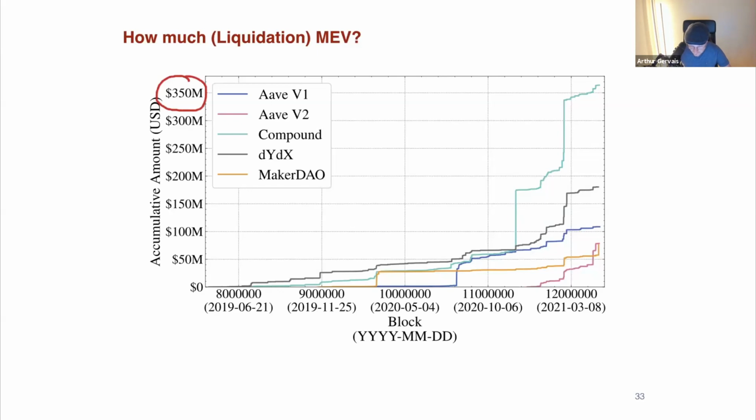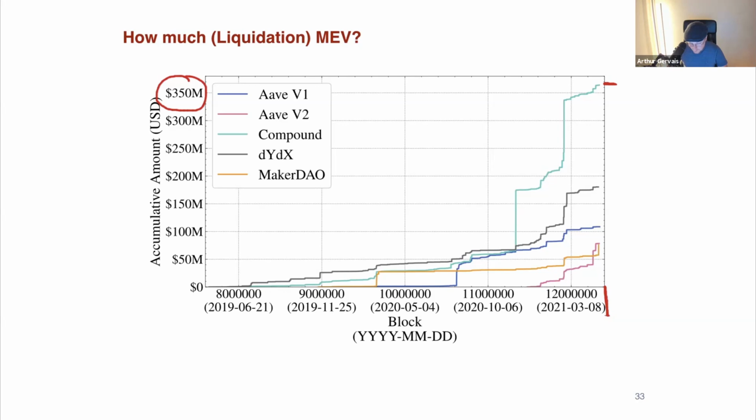This is the accumulative amount. These are the accumulative amounts that we measure, for example, on Compound here. And this is ending, I think, end of April 2021. So we haven't considered those that actually happened this week, which were also substantial, as you might have guessed, due to the recent price decline. Whenever there's a price decline, there's a surge in liquidations, and this means there's a surge in miner extractable value that miners can extract from liquidations alone.